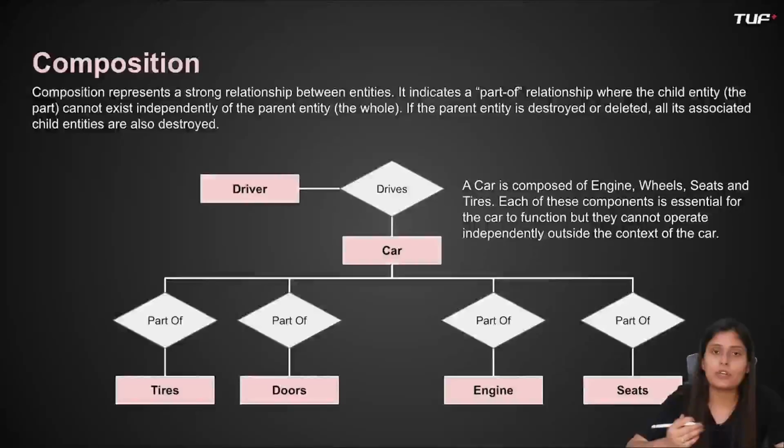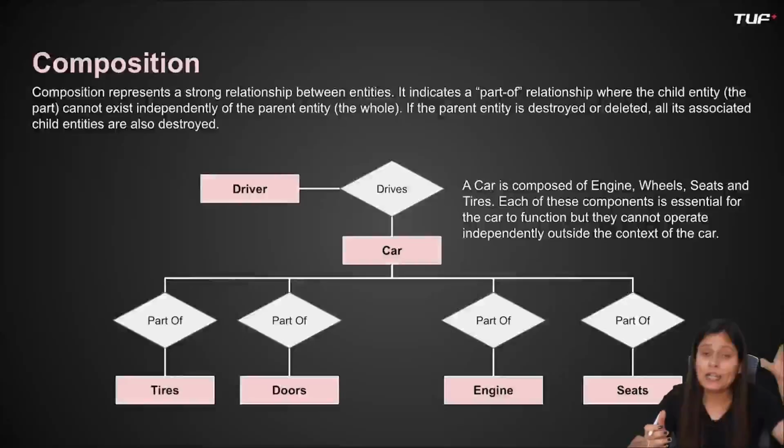Like if you have a customer table, it is strong and independent. But if you have an address table, the address table should only exist when the customer table exists. If the customer table is deleted, there is no point in the address table existing. So in that case, if the parent class is deleted, the child class also needs to be deleted.